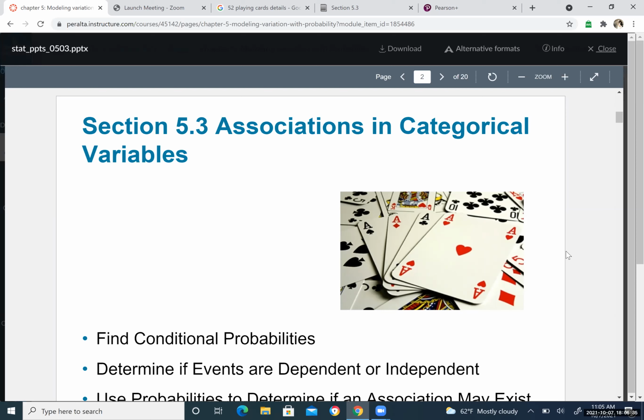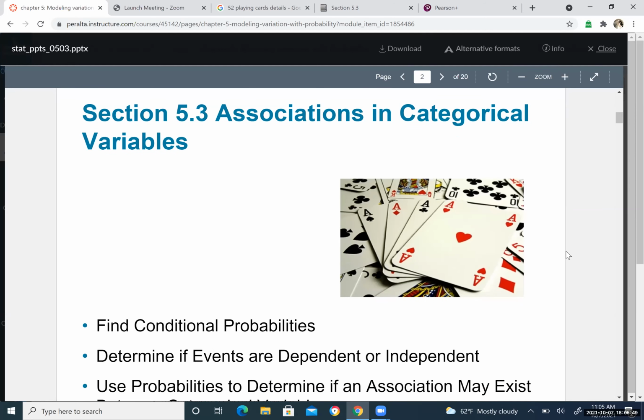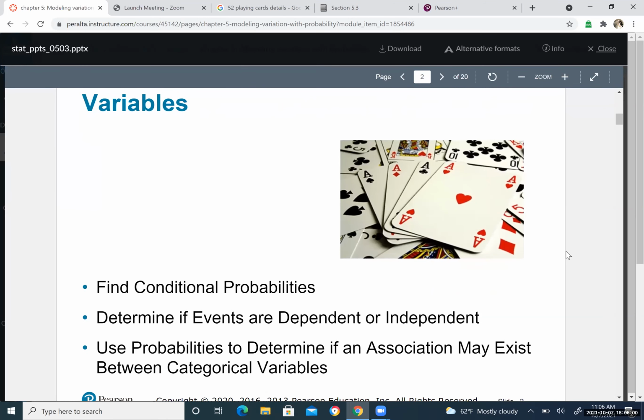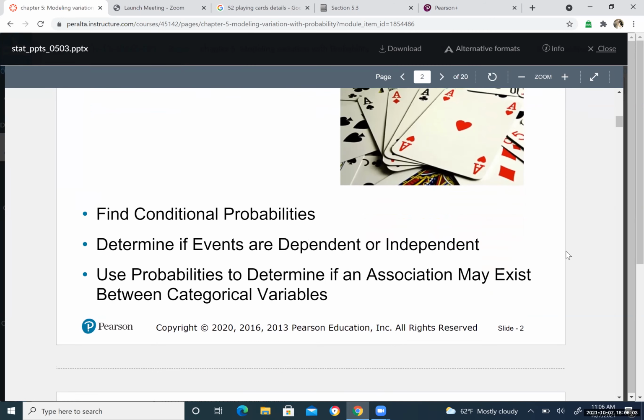No? Okay. So for 5.3, you learn more about probability, but this time you will learn a new probability. It's not like 5.2 anymore. This probability we call conditional probabilities. As you see at the bottom, the objectives for 5.3 are to find conditional probability, and you will learn how to determine if the events are dependent or independent.